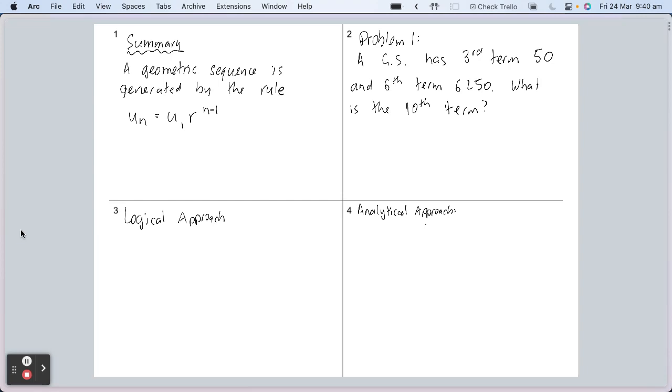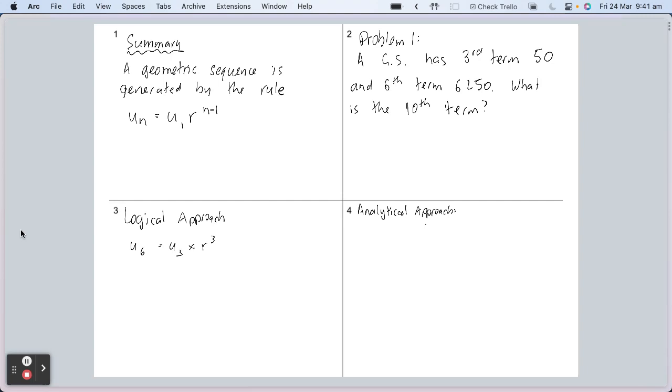Yeah, it'd be 3 times. 50 times something times something times something will give me 6,250. Does that make sense? So effectively what I'm saying is that the sixth term will be the third term multiplied by r times r times r, which we can summarize to just r cubed.